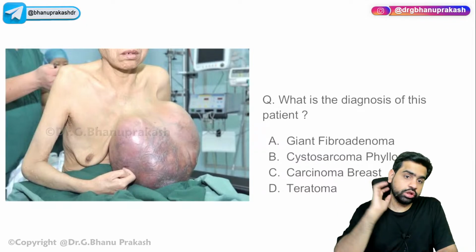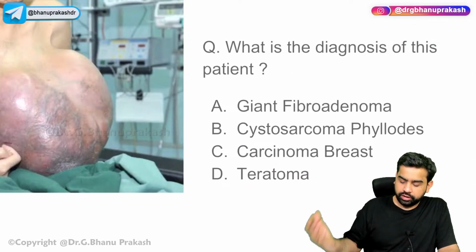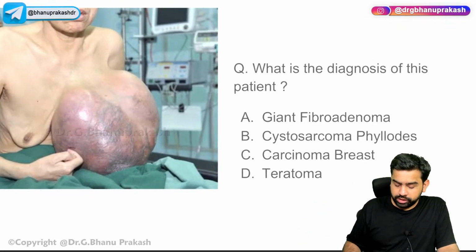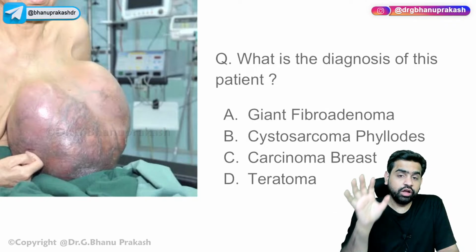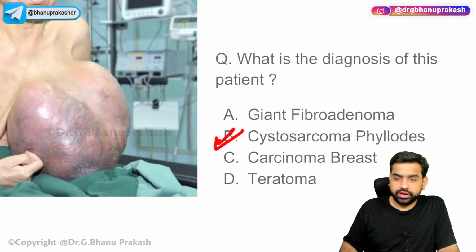Now, what is the diagnosis of this patient? Is it giant fibroadenoma, cystosarcoma phyllodes, carcinoma of the breast, or teratoma? Can you please help me? What is the diagnosis of this patient? So this is your phyllodes tumor, the cystosarcoma phyllodes. That is the diagnosis over here.